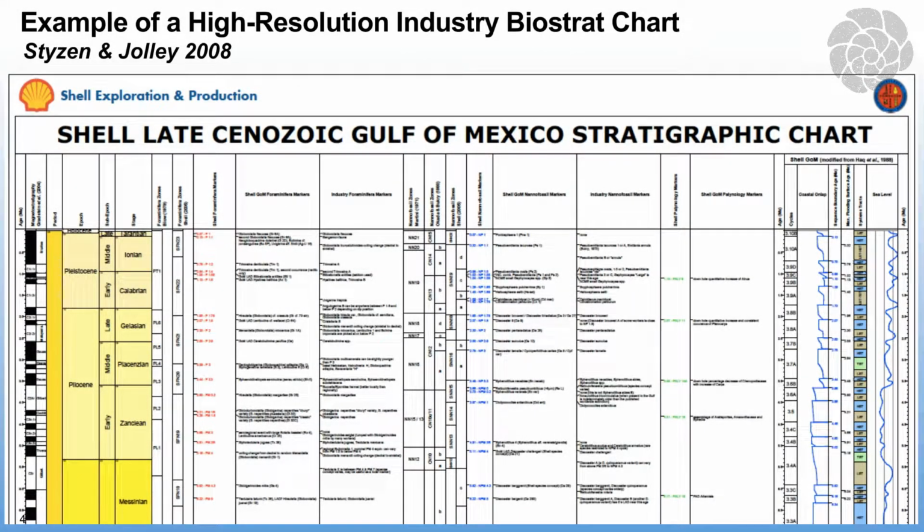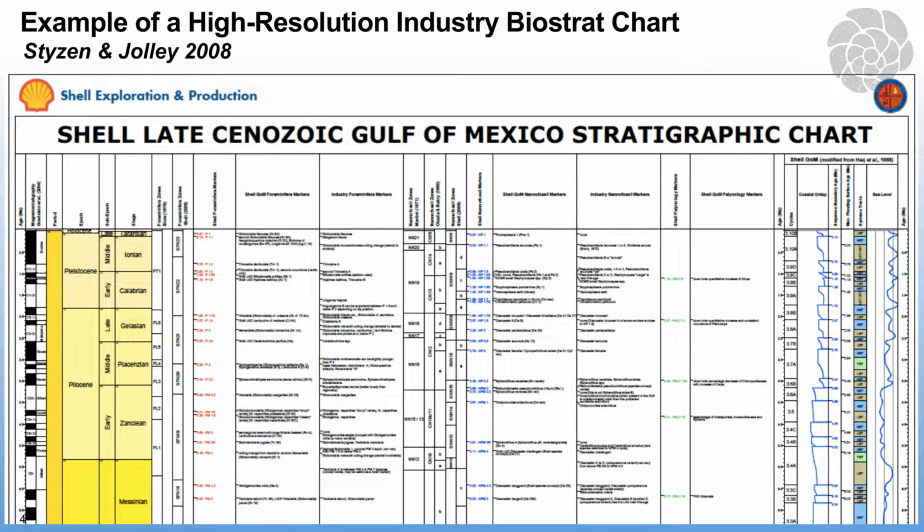And here's an example of what one industry biostratigraphy chart might look like. This chart was made by Steisen and Jolly in 2008 when they were working at Shell. So this chart is public and available. Unfortunately, it was never published. But anyway, I know you can't read it.